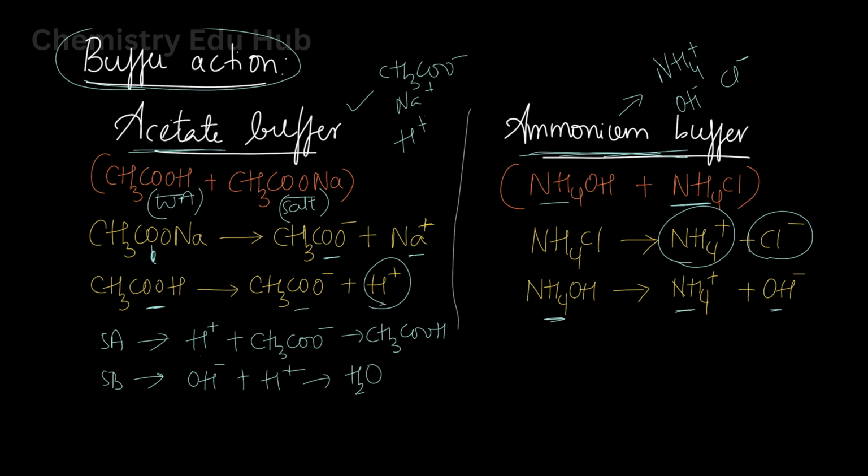In both the cases, the acetic acid formed will resist the pH change, and the water formed is also resisting the pH by diluting. So when a strong acid or a strong base is added to the acetate buffer, we are getting acetic acid again and water, which is helping in resisting the pH, and the pH remains constant. This is the action of an acidic buffer.